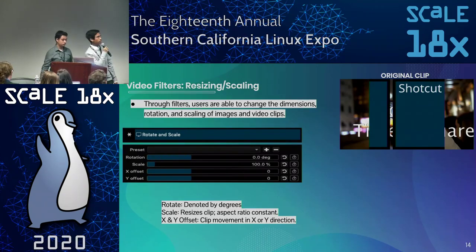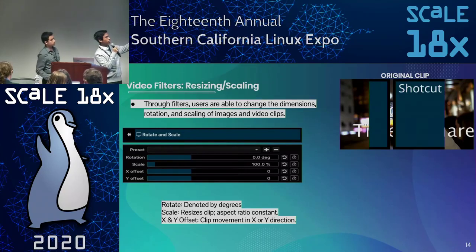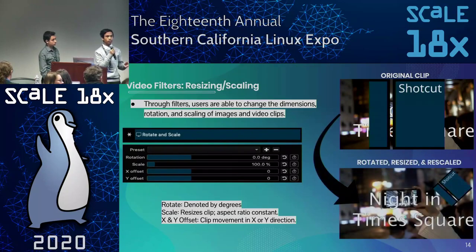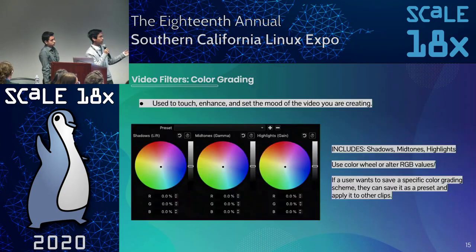As you can see in this clip here, we have a primary video clip, and then we have overlaid a Shotcut logo over it. Our goal with the resizing and rescaling is to move the Shotcut logo out of place so that we can actually see the title. By editing the rotation, the scale, and the X and Y offset, we are able to position the Shotcut logo into a new place.